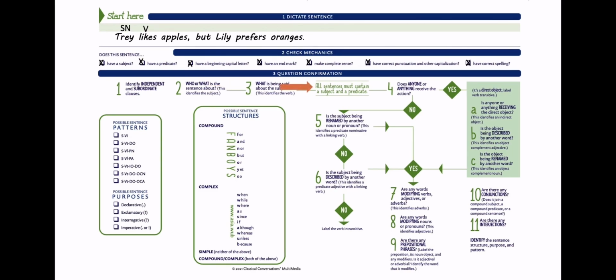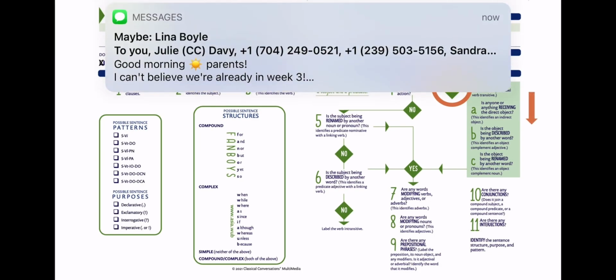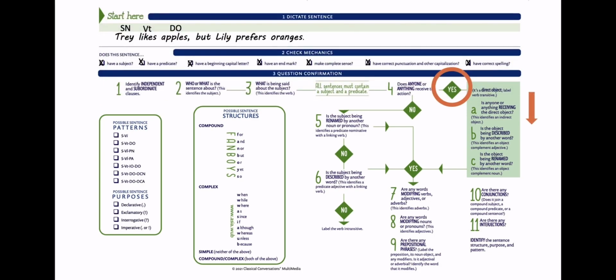Next, we read the following statement. All sentences must have a subject and a predicate. Our next question asks, does anyone or anything receive the action? In our sample sentence, the answer is yes. The word apples receives the action of Trey likes. It is a direct object, so we label it DO, and we label our verb transitive with a T. There are no other parts of this question which apply in relation to our direct object in this model sentence.